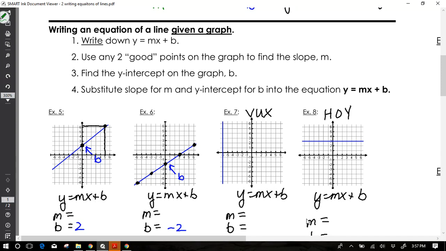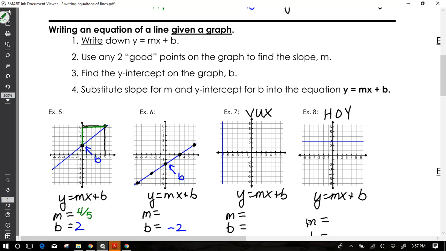Step 2 was use the good point and find the slope. I skipped over that. So from this first good point to this second good point, I would have to rise 1, 2, 3, 4 and run 1, 2, 3, 4, 5. So my slope here is 4/5.